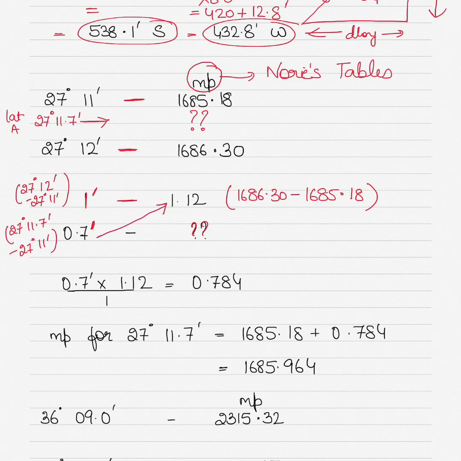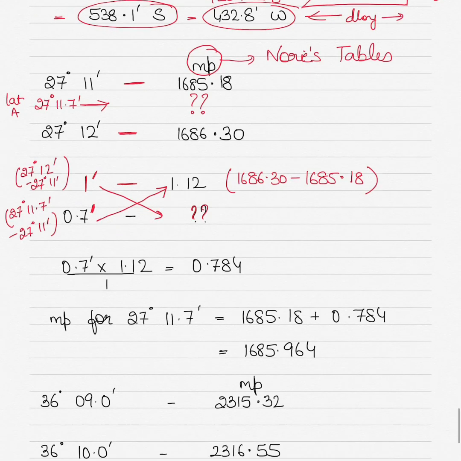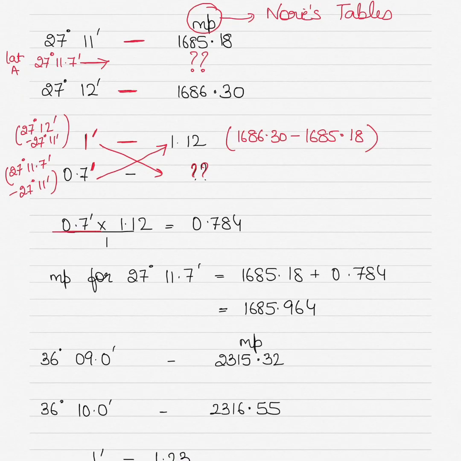So I'll do a cross multiplication here. This results in this equation. 0.7 multiplied by 1.12 divided by 1 gives you 0.784. This is the value by which the MP value should increase as I go from 11 minutes to 11.7.